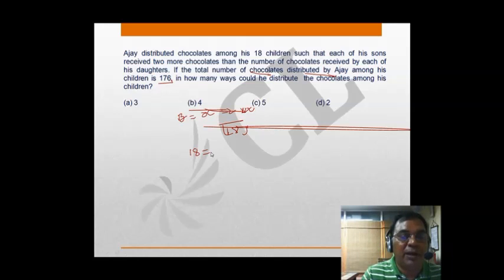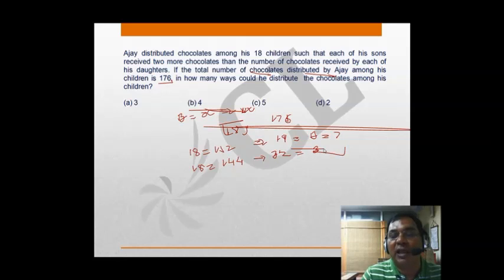First 18 multiple is equal to 162. So the difference is 14. 176 minus 162 is 14. So boys can be 7. Now we come to the next multiple, 18 multiple will be 144. So I am left with 32.